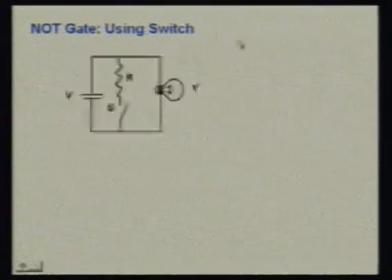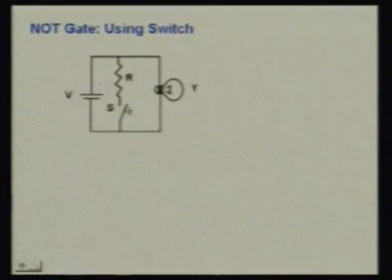Now we will discuss the NOT gate, using switches. Let us consider this circuit again. Here we have a battery of voltage V connected to a bulb Y, which we recognize as the output, through a switch S. If the switch is open, that is S is in the 0 state, then the current will flow through this bulb and the bulb will glow. So if S is 0, the bulb will glow, which we have recognized as the 1 state. So if S is 0, we have the output as the 1 state.